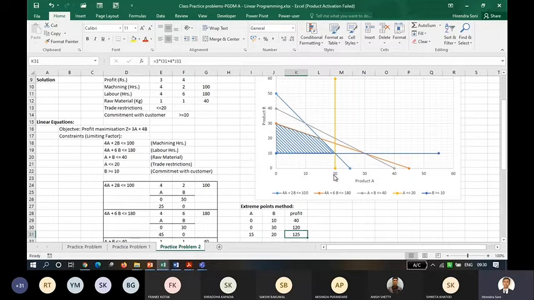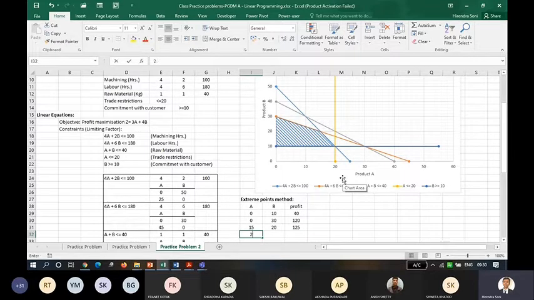Next point is A is 20, B is 10. So it gives me a profit of 100. I believe I have covered all the points: 1, 2, 3, 4. These are the 4 points. So I have got all. At this point, my profit is the maximum, so this becomes my operating point.